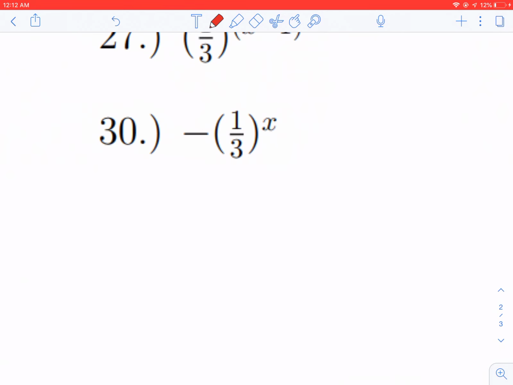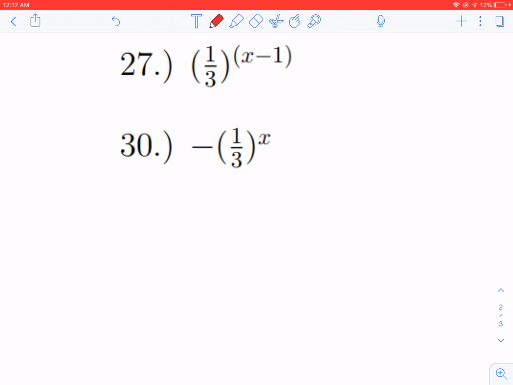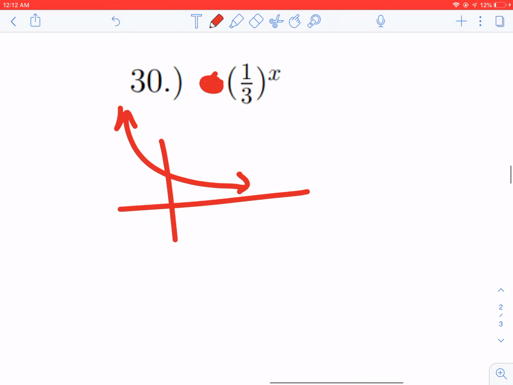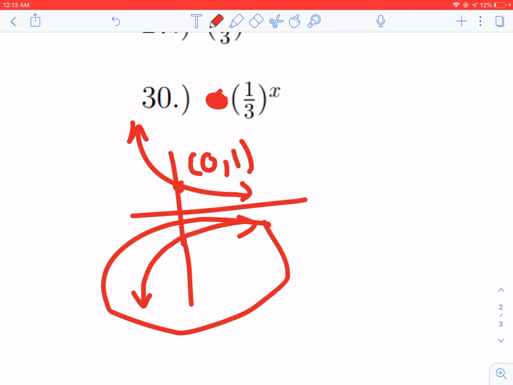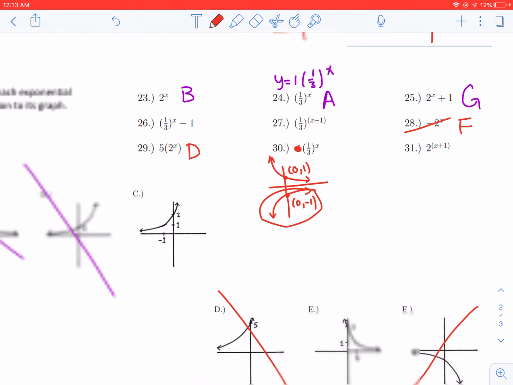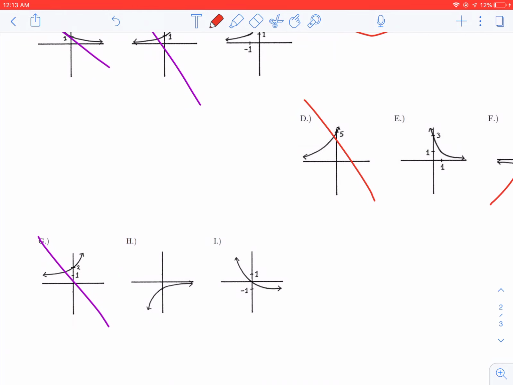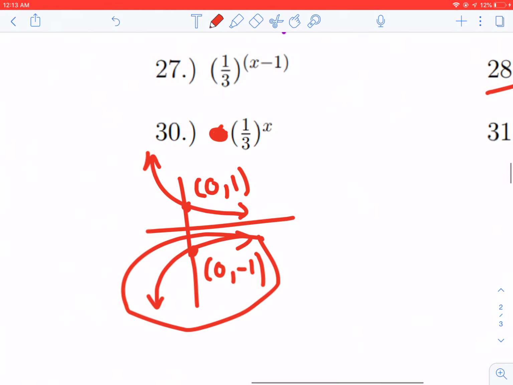30. This is going to be a negative decreasing function. So without the negative, right, I know my function looks like that. With the negative, it'll be the reflection over the x-axis. I'm looking for something that looks like this, right? Y-intercept here was 0, 1. Y-intercept here will be 0, -1. So that looks like choice H to me.